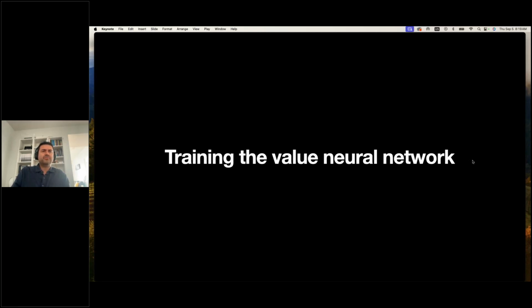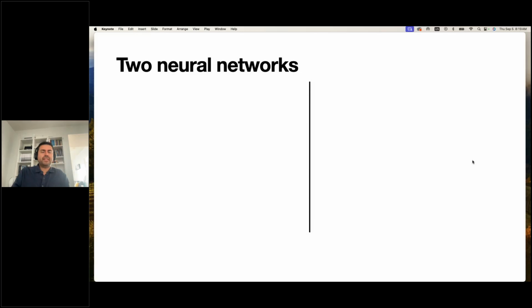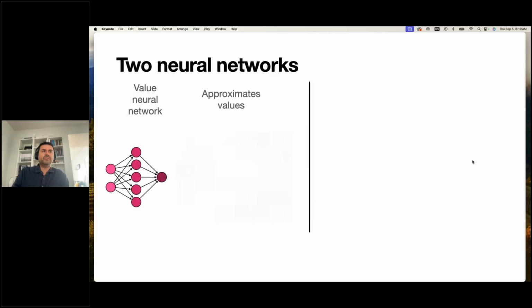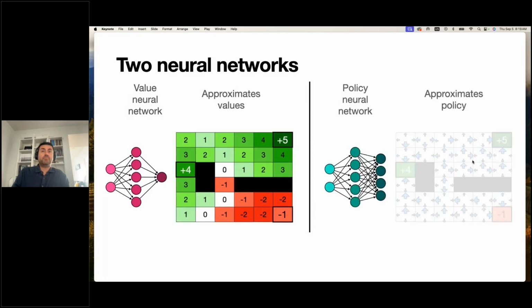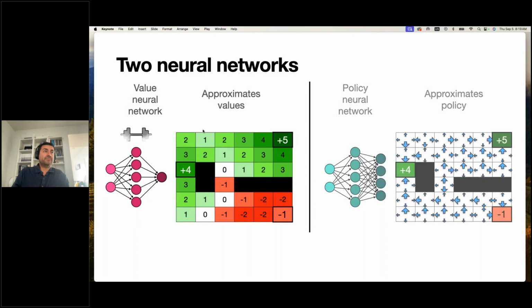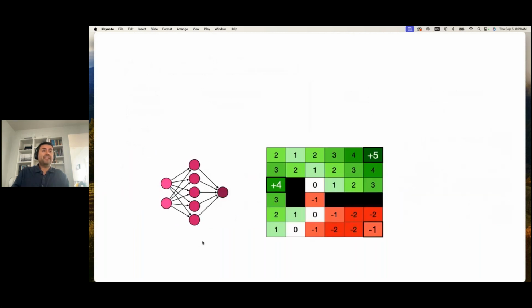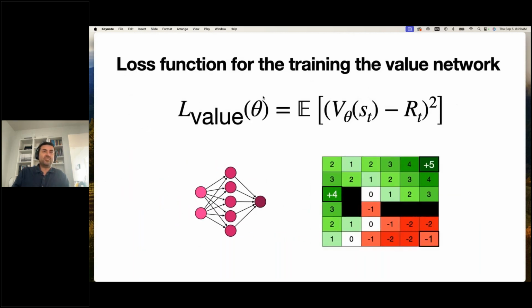So let's do training the value neural network. How do we train the value neural network? Remember, we have 2 neural networks: the one that calculates or approximates the values, and the policy neural network that approximates the policy. So I'm going to tell you how to train the value neural network. It gets trained with this loss function: the expected value of blah, blah, blah minus blah, squared.